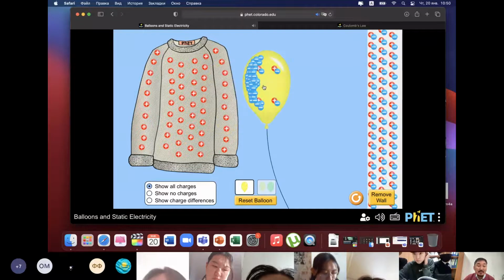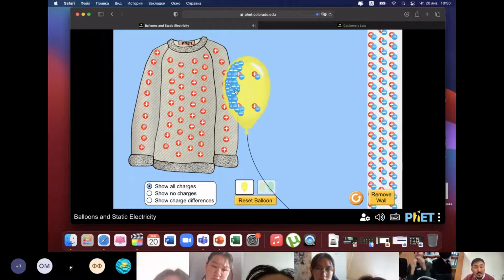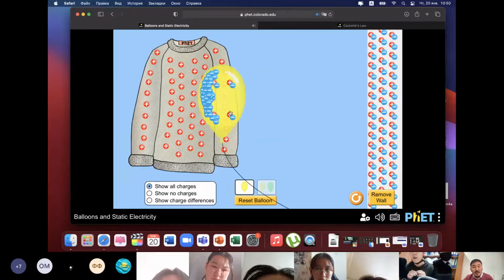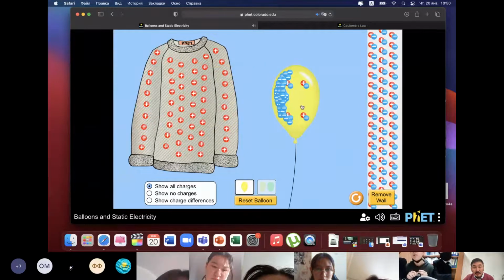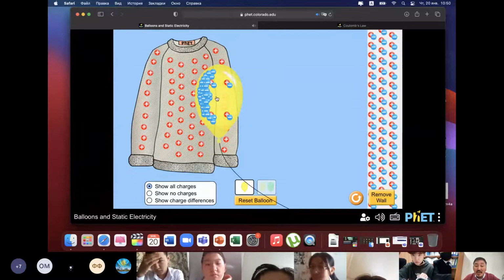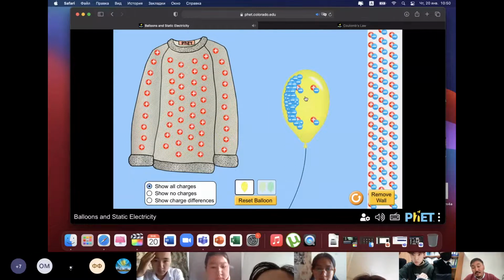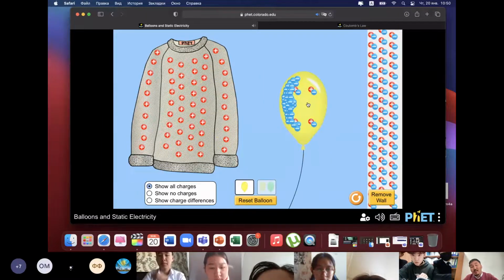What about the woolen cloth? What kind of charge do I have here? Negatively charged. Unlike charges attract each other. No, wait, Baljan, wait. I have here the excess number of negative charges, so that's why it's called negatively charged. But what about the woolen cloth? What kind of charge do I have here? Positively. Of course, my woolen cloth is said to be positively charged.